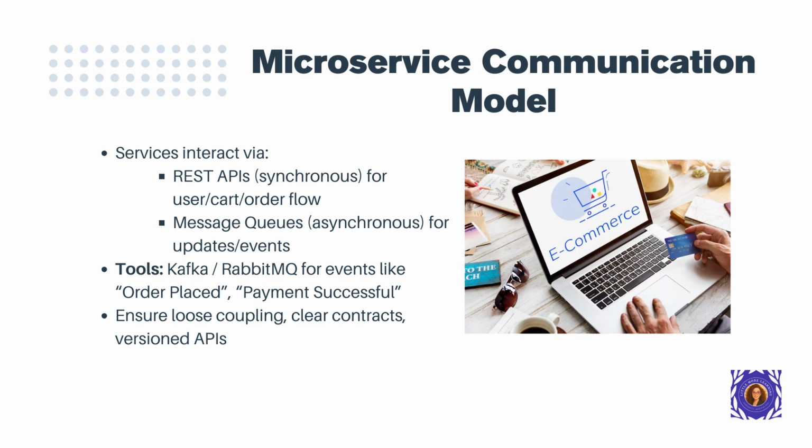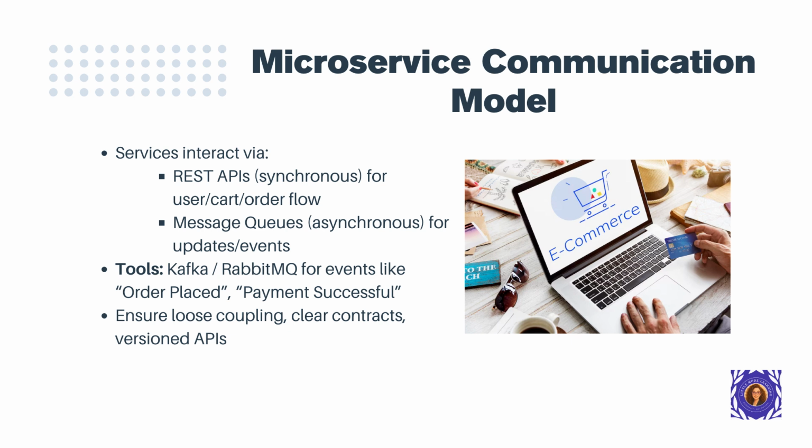Now here's where the rubber meets the road. How do all these services actually talk to each other? Because in a distributed system, communication is everything. You've got two main patterns here. First, REST APIs for synchronous communication. When a user wants to add something to their cart, the cart service needs to immediately check with the inventory service. That's a synchronous call. We need an answer right now.